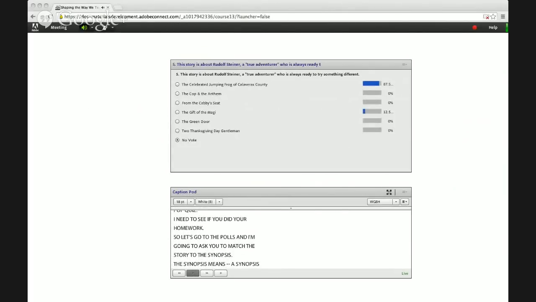So this is a story about Rudolph Steiner, a true adventurer who is always ready to try something different. Which one of these stories was about Rudolph Steiner? Let's see who did their homework. All right, we have only a few people answering so far, so I'm wondering if some of us were unable to download the materials before. But that's okay. We'll be able to talk a little bit about these stories as we go through the classroom activities here in a second.